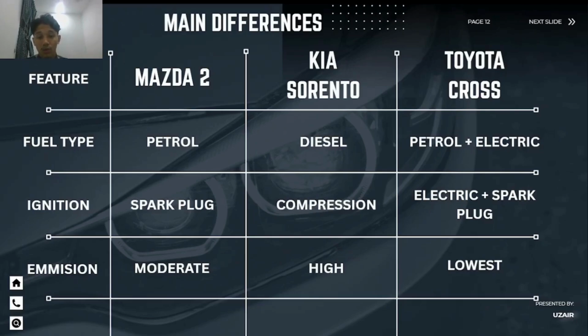And lastly, we're going to talk about gas emission between SI engine, CI engine and HEV. For Mazda 2, which is SI engine, the gas emission to the environment is moderate, while Kia Sorento has the high gas emission. And lastly, Toyota Cross has the lowest gas emission to the environment. Between SI engine and CI engine, the HEV has the lowest gas emission, which is good for the earth.